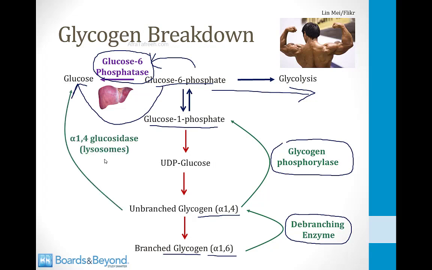Now, there is also an enzyme found inside of lysosomes called alpha-1,4 glucosidase. Lysosomes, as you may know, collect debris inside of cells, and they can collect glycogen. When they collect glycogen, this enzyme will break it down directly into glucose. The reason this enzyme is important is because, as we will see later, there is one glycogen storage disease where this enzyme is deficient, and that's what results in the symptoms of the condition.